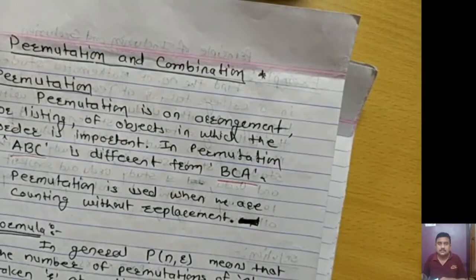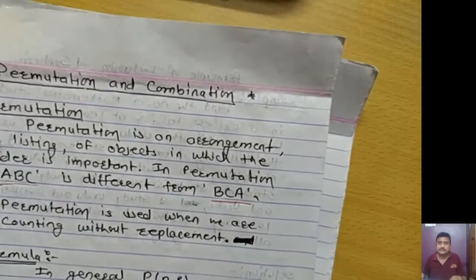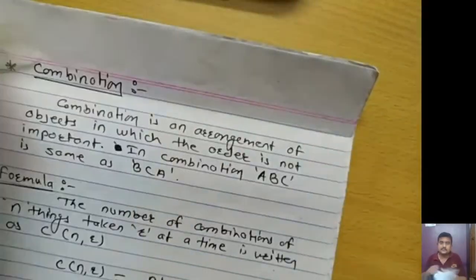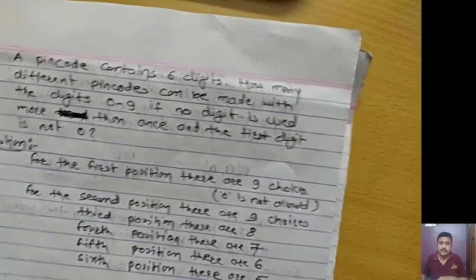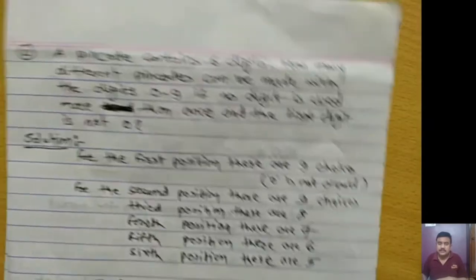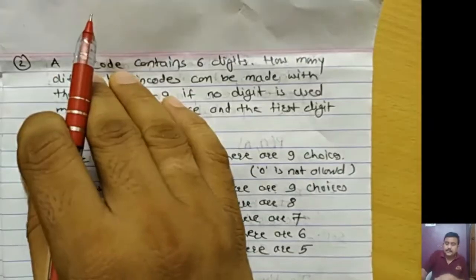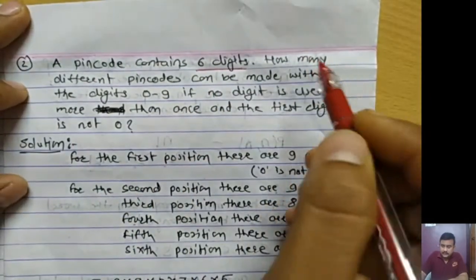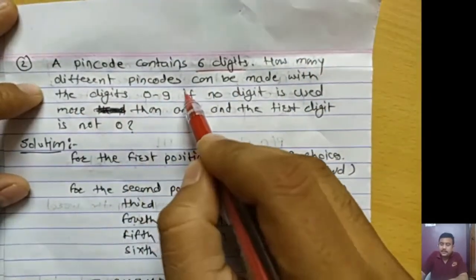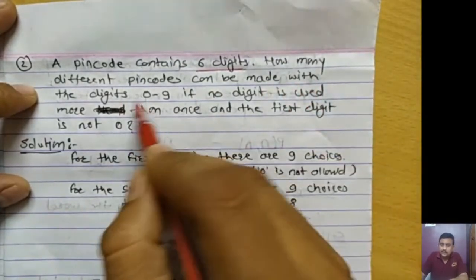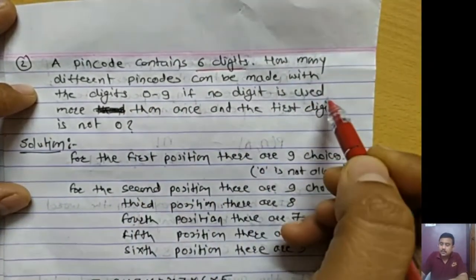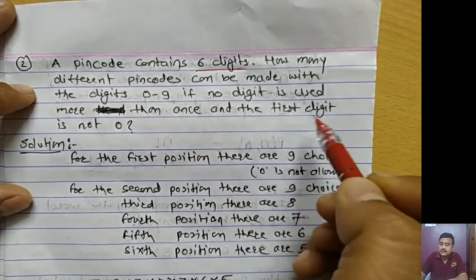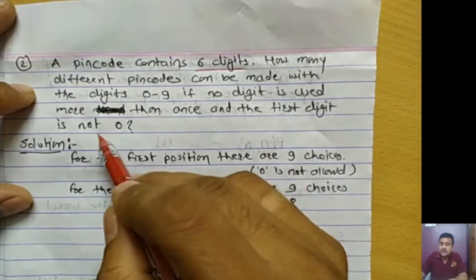So let us consider another example. A pin code contains 6 digits. How many different pin codes can be made with the digits 0 to 9 if no digit is used more than once and the first digit is not 0?